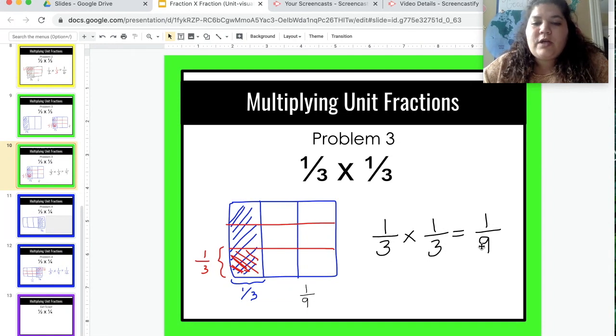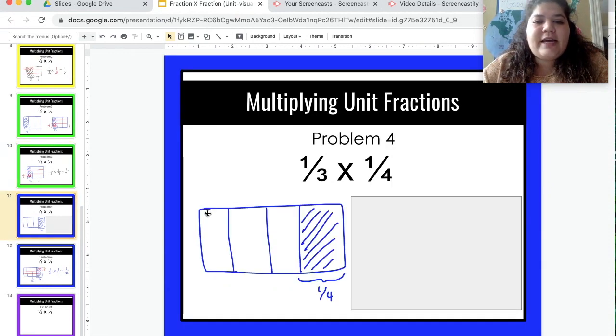I know a lot of you are probably already seeing, okay, this is pretty easy. I just need to do the numerator and the denominator. Yes, but you also need to be able to draw area models that go with it. So make sure that you are drawing these as well. Let's move on to question 4.